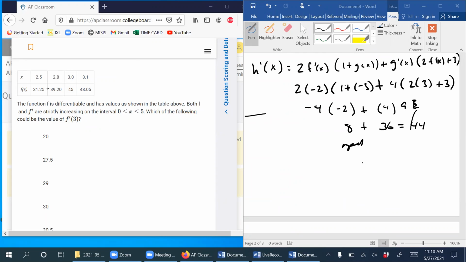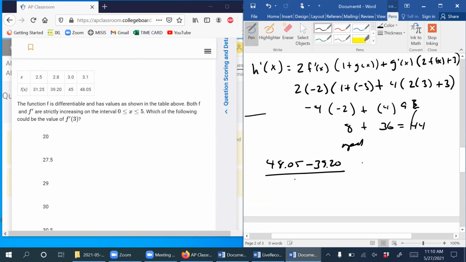We could use the values around it. So we could say 48.05 minus 39.20 over 3.1 minus 2.8. And that would give us a rough slope of what the slope would be at f at 3. Okay, so if I do the math, 48.05 minus 39.20 divided by 0.3. I'm getting the number 29.5. Okay, so this is one possibility.